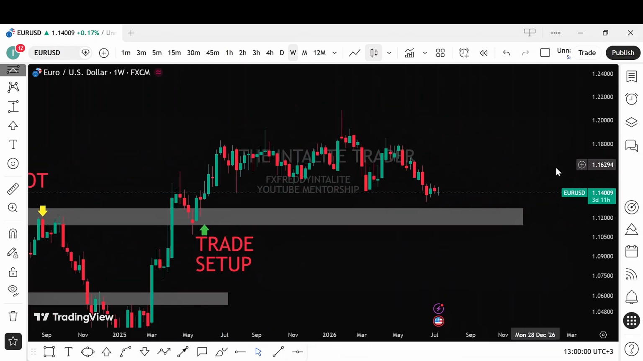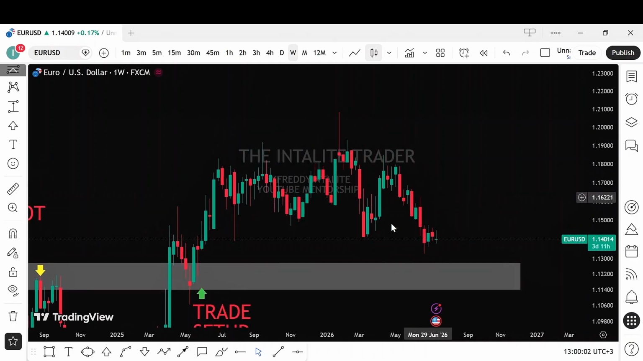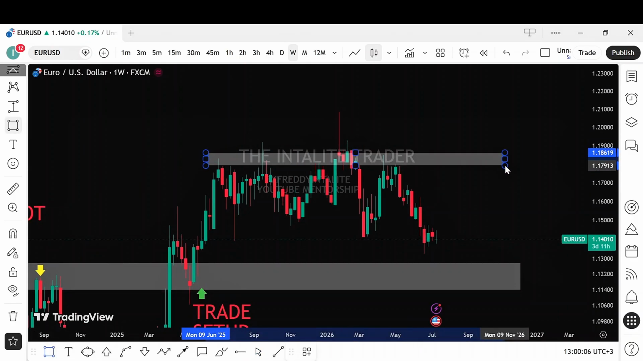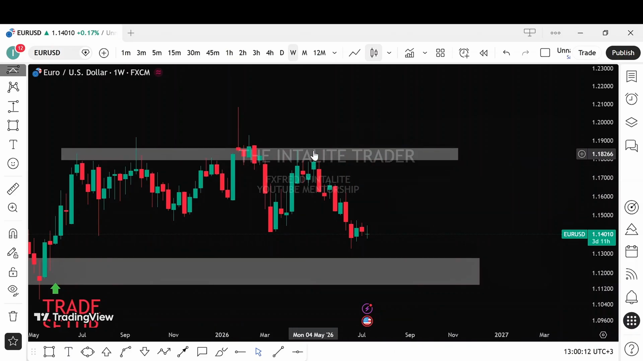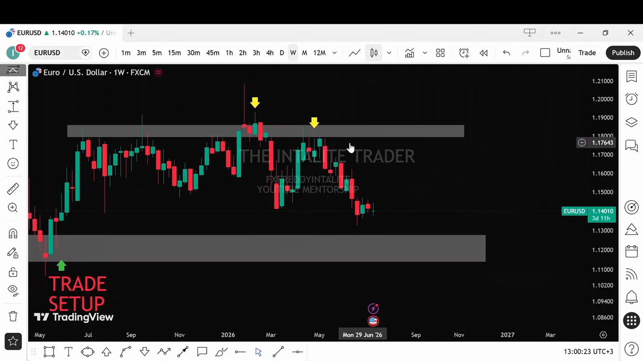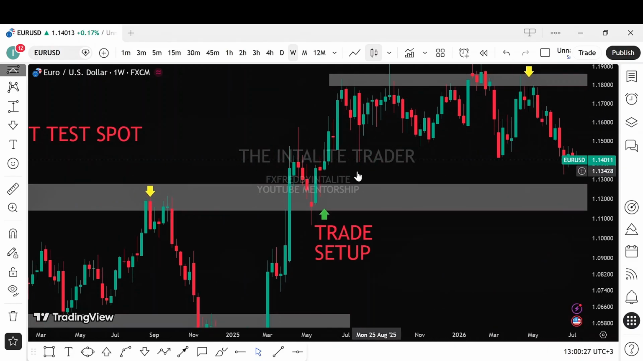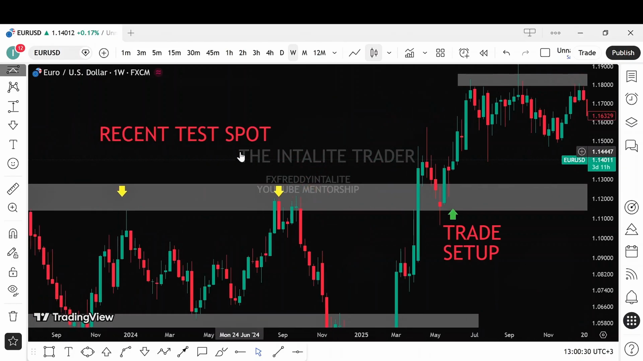So the same thing applies to these others here. You will have price, it has been in this area. You have rejection 1, rejection 2, rejection 3. So price comes back into this same level. Because of this recent respected test, there are high chances of price respecting this level to push lower. So this is what we mean by a recent respected test.